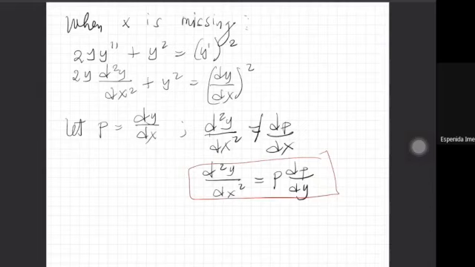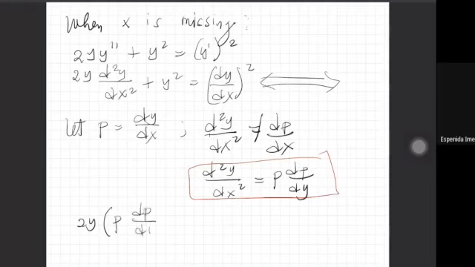So therefore, this line here will be replaced by y and p. So you have 2y, and the second derivative of y with respect to x will be written as p dp/dy, and then plus y squared equals p squared. That is now our new differential equation in terms of p and y.